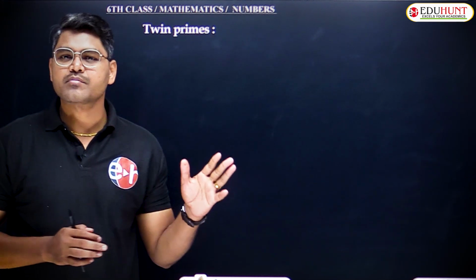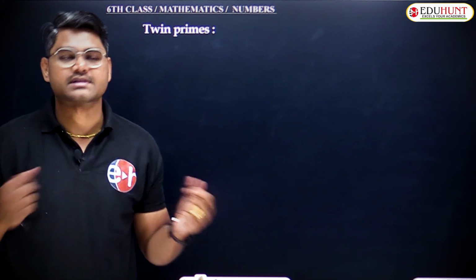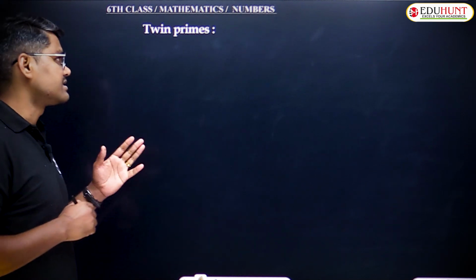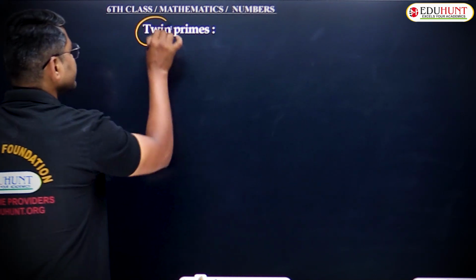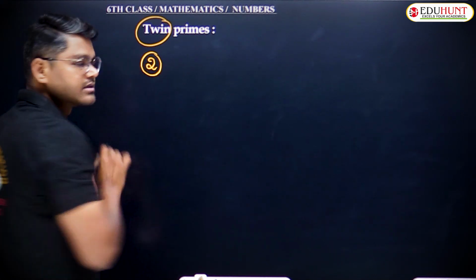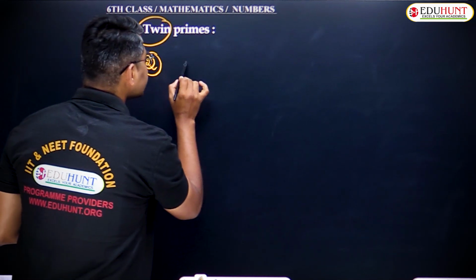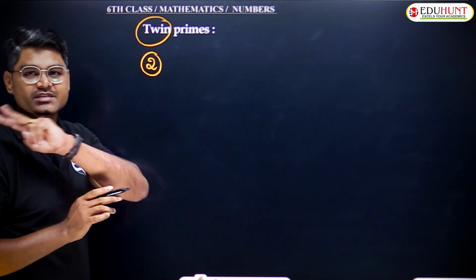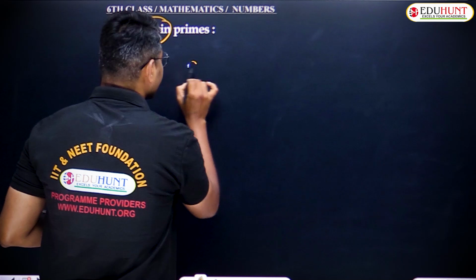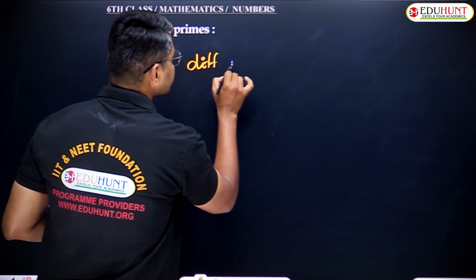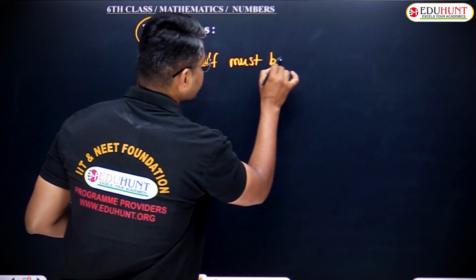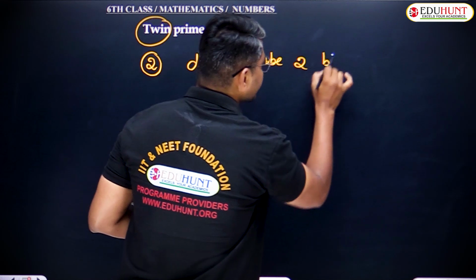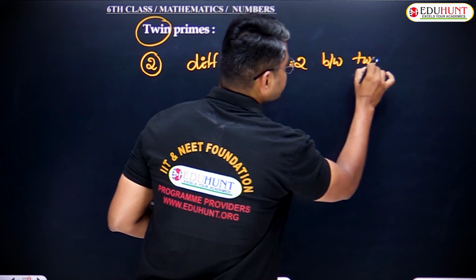We have seen prime numbers. Now what are twin prime numbers? Twin prime numbers means, what do you mean by twin? 2. Now the difference between any two prime numbers must be 2. Difference must be 2 between two prime numbers.